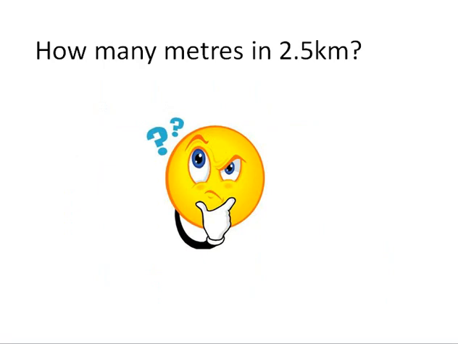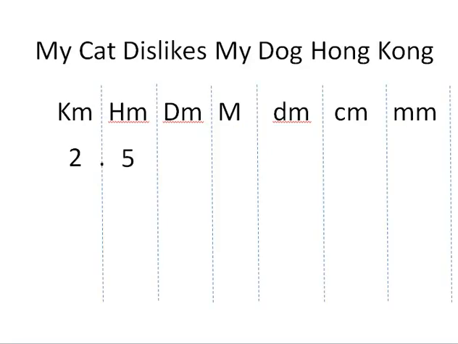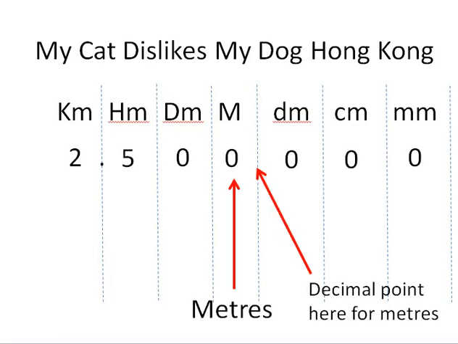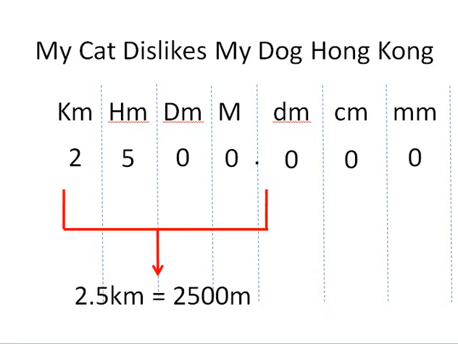Now here's another question. How many meters in 2.5 kilometers? Well, all you have to do is just put that decimal point into the graph, or whatever you call this. So 2.5, as you can see here, and then all you have to do is identify where the meter decimal point is, which is here, and just bring the decimal point there, and you have your answer. 2.5 kilometers is equal to 2,500 meters.